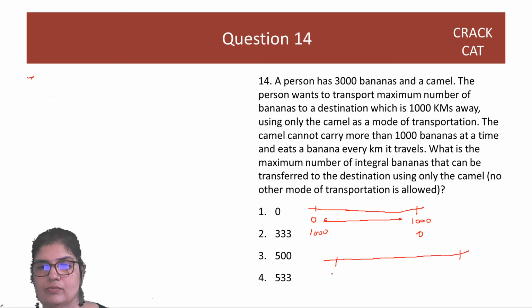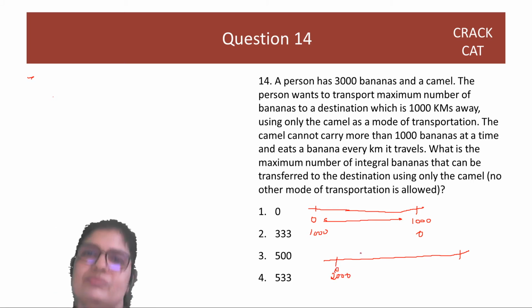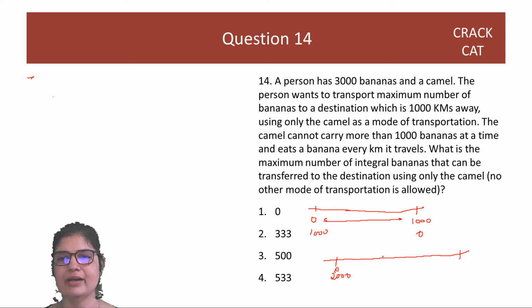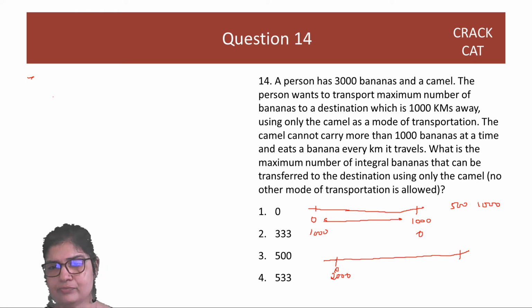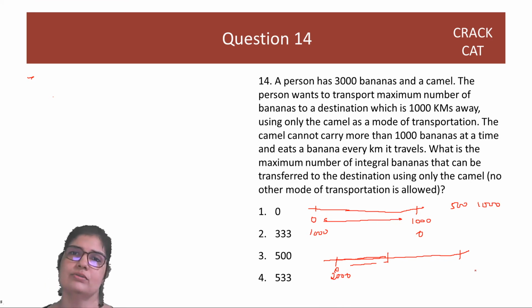At point 0. Now guys, when is this optimum? This is optimum if whenever a camel starts from a particular point, he is picking 1000 exactly. It is silly if the camel is only carrying 500 when he has the potential to carry 1000, right? You want him to carry the maximum that he can carry. So to optimize, you will let him carry 1000, and he'll keep some and come back to carry the second 1000.